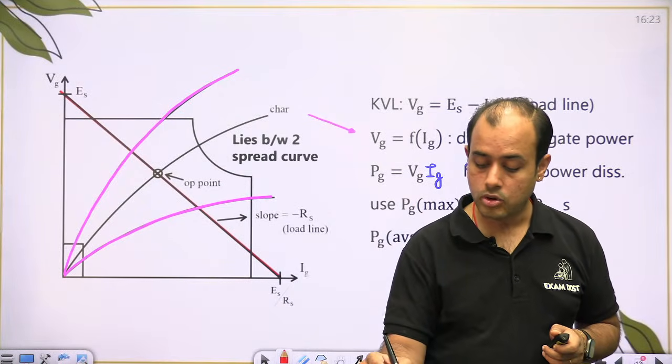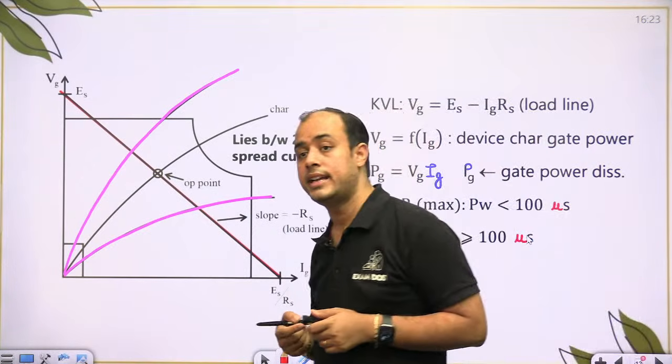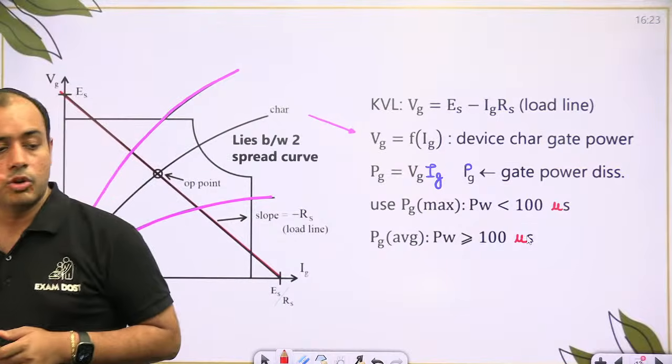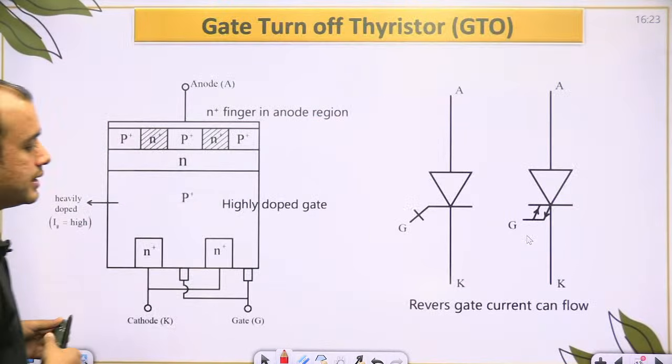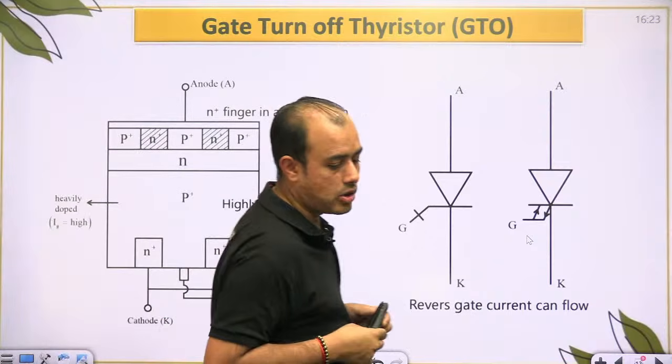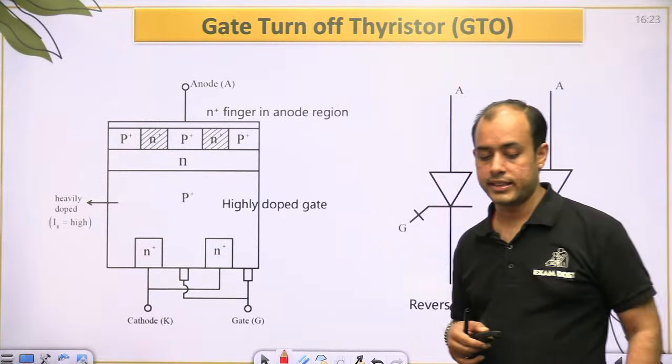यानी पीजी में कौन सा वैल्यू डालेंगे? एससीआर का जो मैक्सिमम पावर रेटिंग है या एवरेज पावर रेटिंग, वो डिपेंड करता है पल्स विड्थ पे. ओके, नाउ नेक्स्ट आई कम टू द डिवाइस कॉल्ड एज जीटीओ. GTO is my gate turn off thyristor.